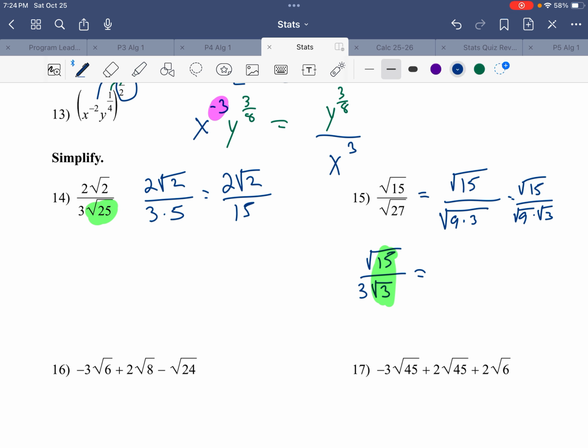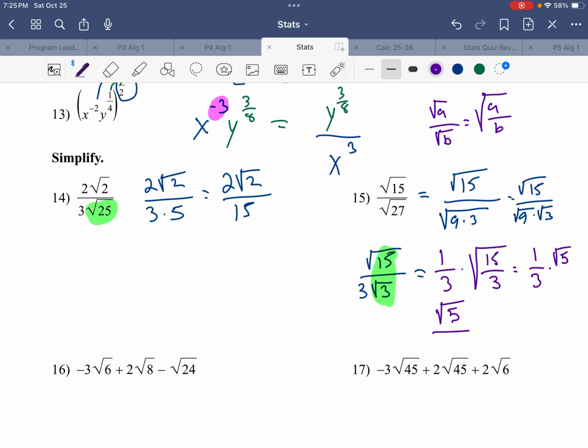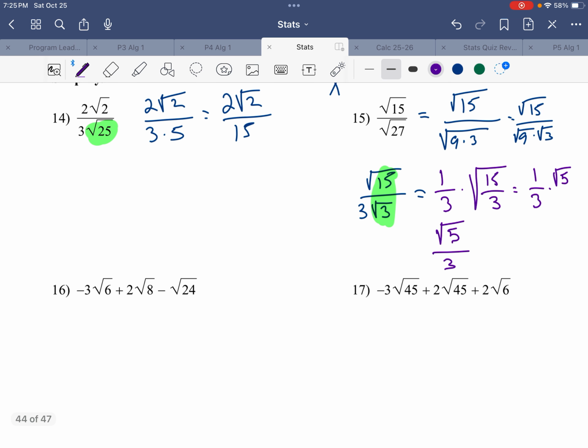One of the properties with radicals is that the radical of a over the radical of b is equal to the radical of the quotient here. So if I've got the square root of 15 divided by the square root of 3, this looks like 1 over 3 times the square root of 15 over 3, or 1 over 3 times the square root of 5. For a final answer of the square root of 5 over 3.